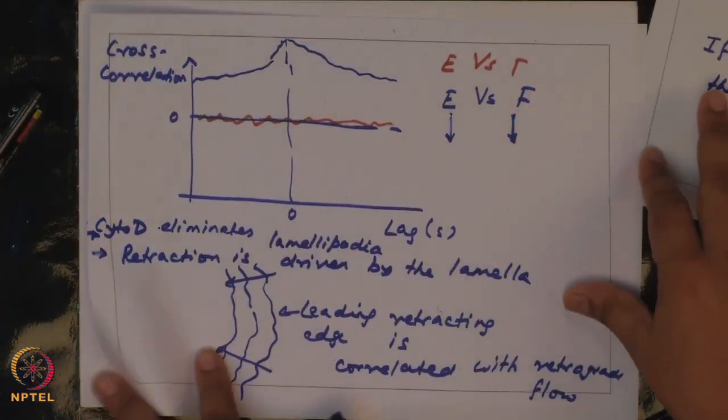So, earlier you had two components. At the leading edge, that pushing back was provided by the membrane. When you eliminate the lamellipodia using cyto D, what you are left with is retraction of the cell edge, that is driven by the lamella.